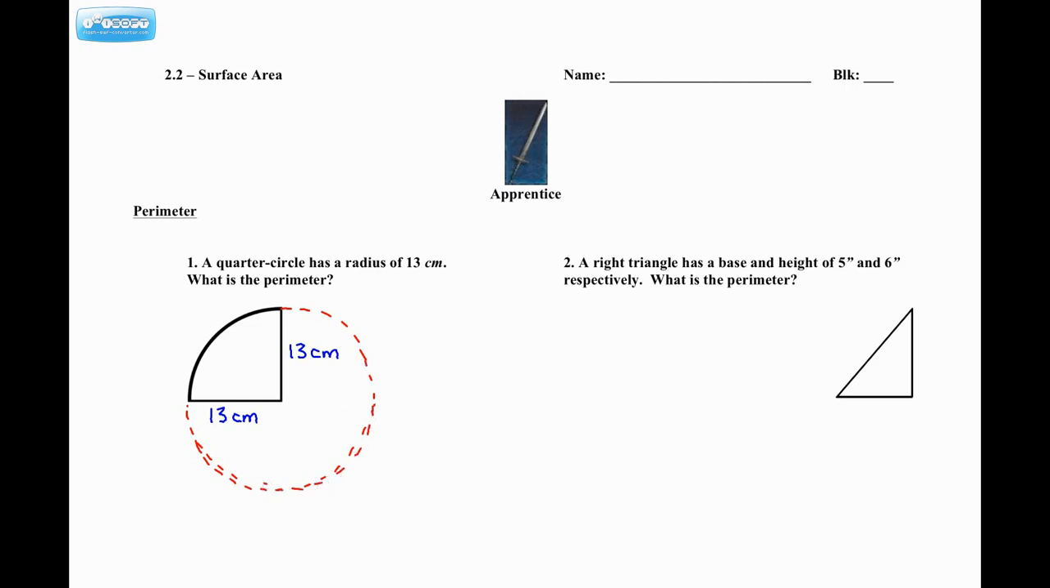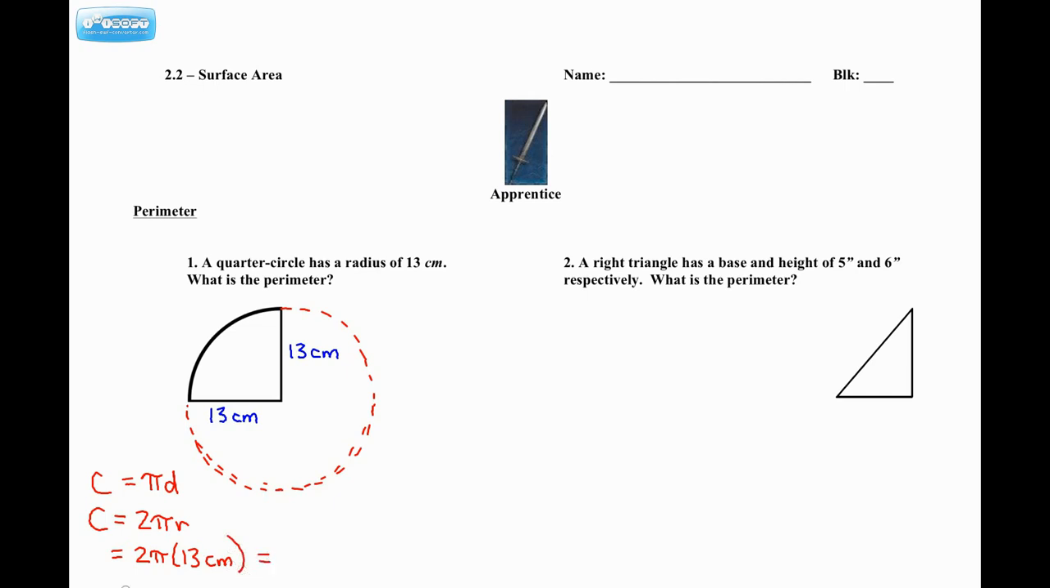Good enough. And I know that the circumference of a circle is 2 pi r. Or you could also write that, since the radius, when you double it, is just the diameter, another way of saying the same thing is pi times d. So you may have seen both of these formulas before. Okay, so we have 2 times pi times 13 centimeters.